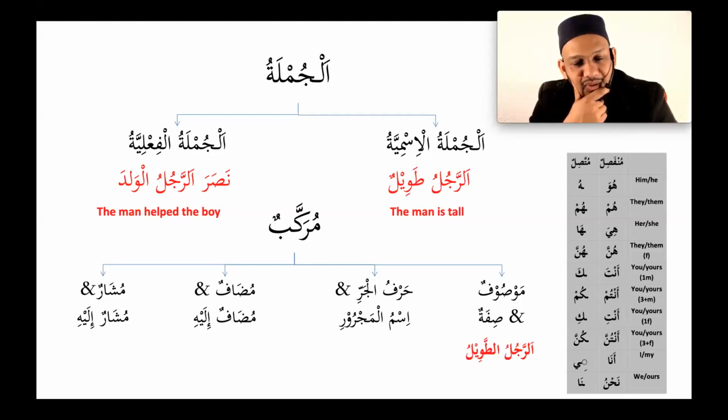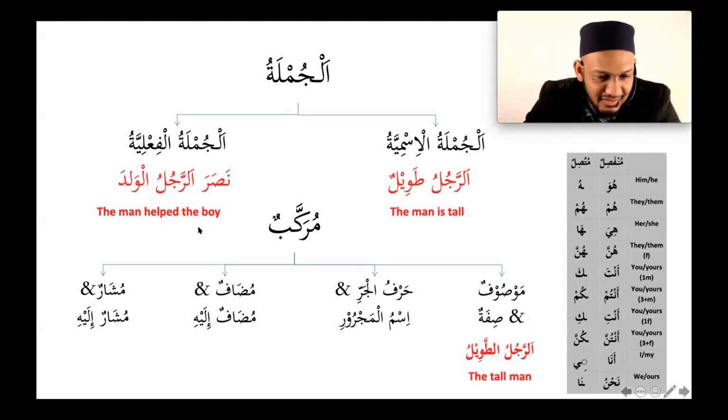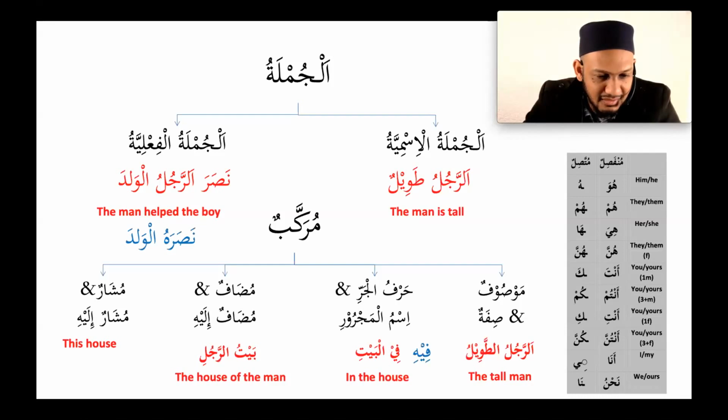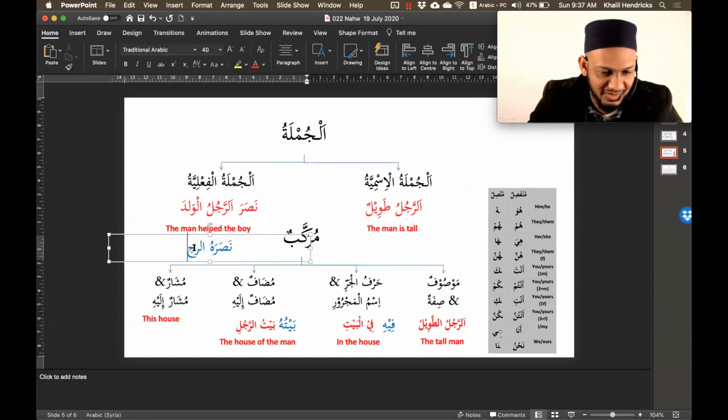Nasara hu. Nasarahu. Now, how do I say the man helped him? Nasarahu ar-rajulu. Okay, good. So you can see the hu in blue here. Nasarahu al-walada. So nasara means he helped. Oh, there's a mistake here. Let me just fix it quickly. It should be ar-rajulu.